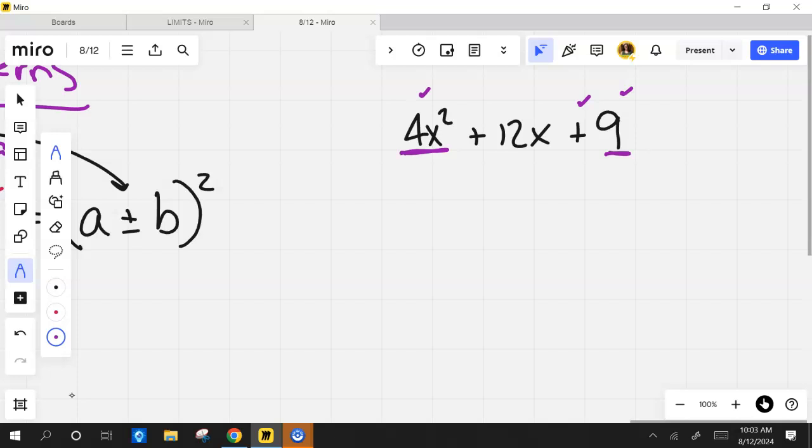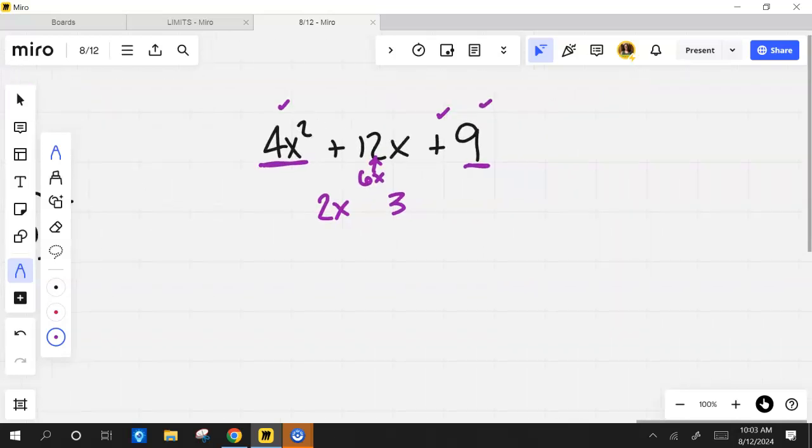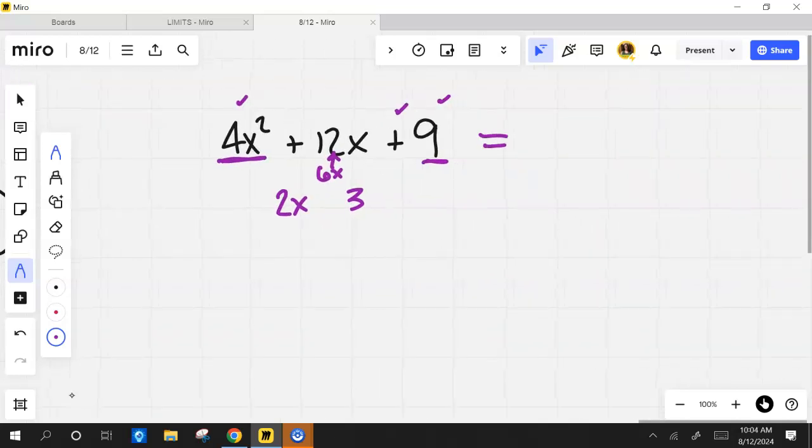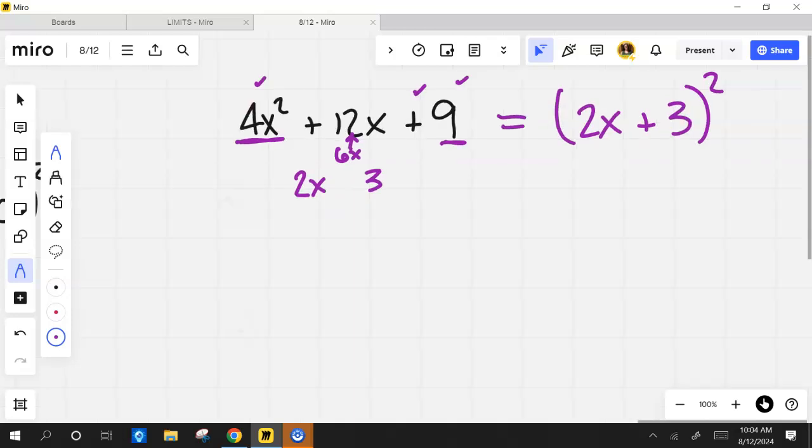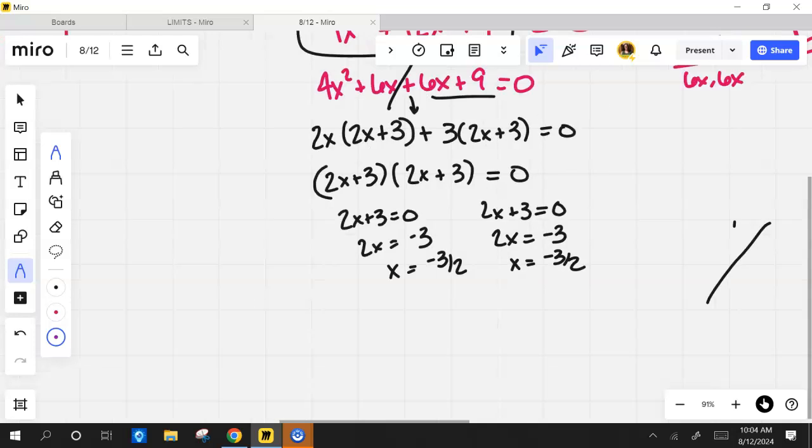What's the square root of 4x squared? 2x. What's the square root of 9? 3. If you multiply those together and then double it, do you get what's in the middle? Yes. So yes, this is a perfect square trinomial. Which means if I factor it, I don't have to multiply the ends together and find that special puzzle piece. I can just say, oh, well, I know that this is 2x plus 3 squared. Is that what we got when we factored it by grouping? Look back at that example. Yeah, it is.